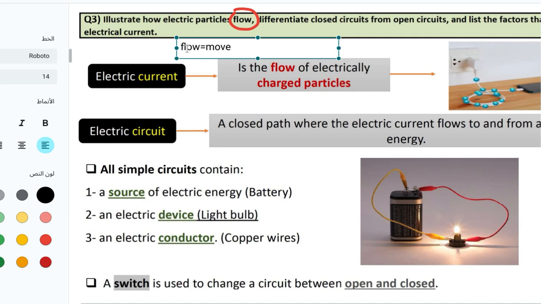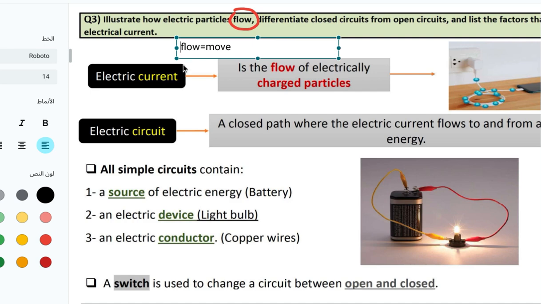Current is to move. So water flows down the river, so it's moving down the river. Electric current is the flow of electrically charged particles. So here, a current is going to be the movement or flow, again, of those charged particles. So those charged particles are moving from one place to another. And we know that that can happen if we have a conductor.